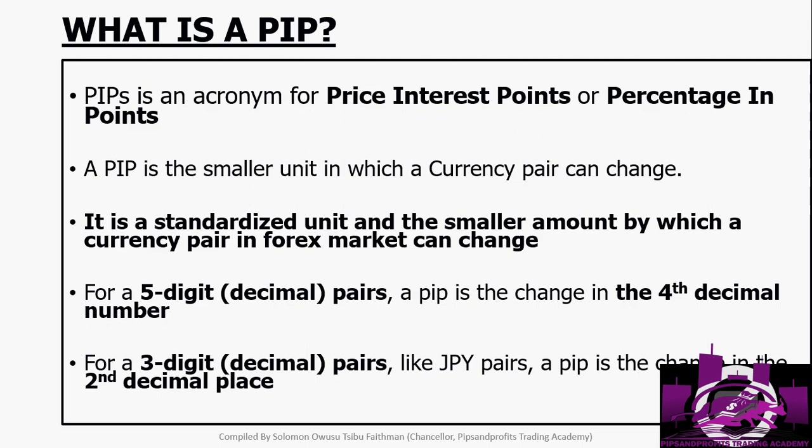Okay, so we said that for a 5-digit decimal, which is 5 decimal pair, we went into our contract specification and we realized that some pairs can be 5 digits, some pairs can be 2 digits, some pairs can be 3 digits. Okay, so with a 5-digit pair, we said we calculate our pip from the 4th decimal number, and then for 3-digit pair like the JPY, our pip is the change in the 2nd decimal number.